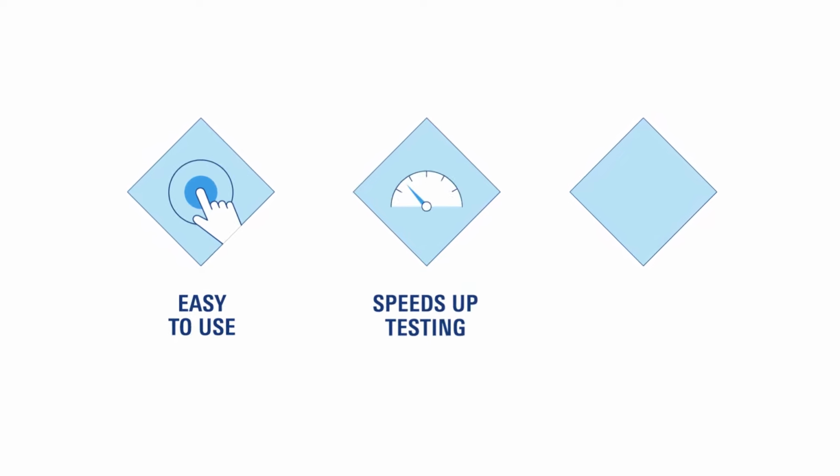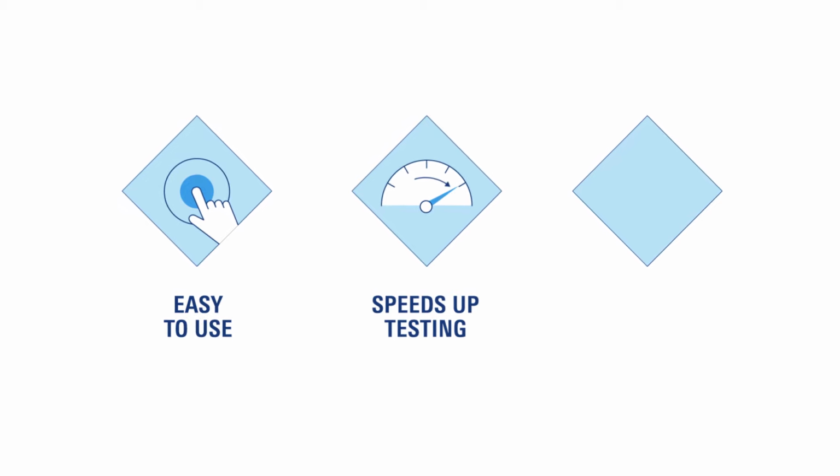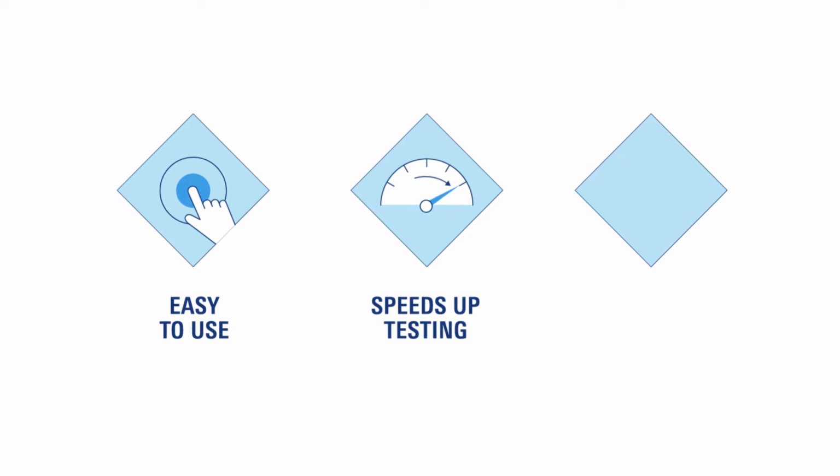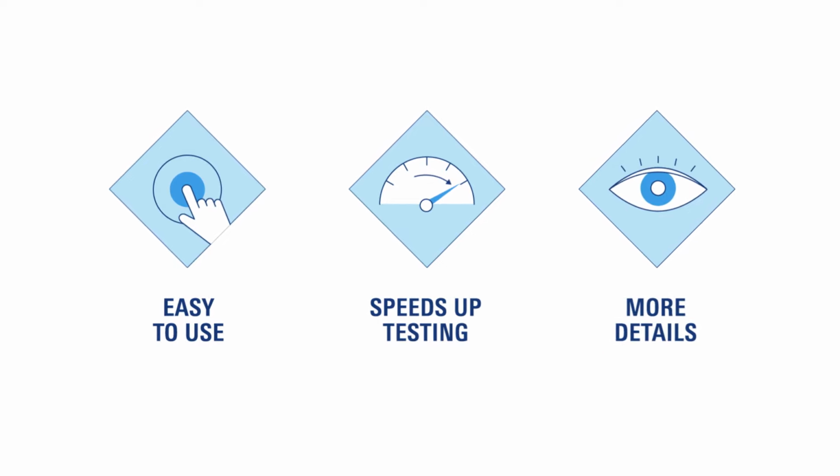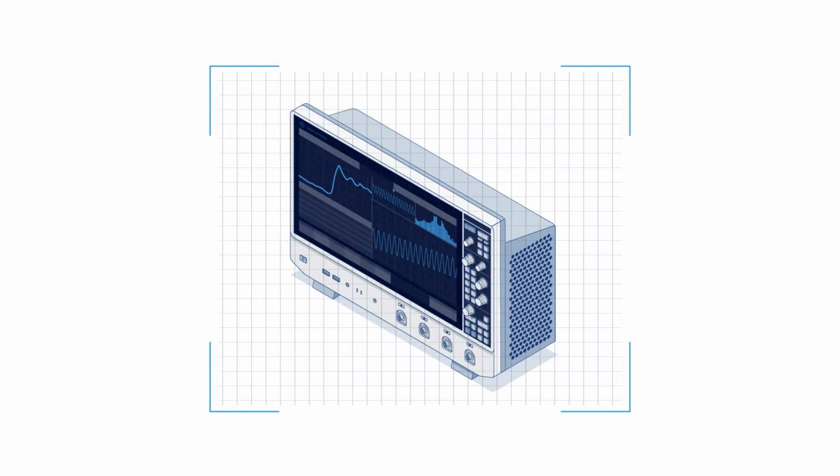It speeds up your testing, so you can stay on schedule while still relying on the precision you expect from Rohde & Schwarz. And with more details than ever, it elevates your overall testing capabilities. Now, let's take a look at the biggest improvements of the RTO6 series oscilloscope.